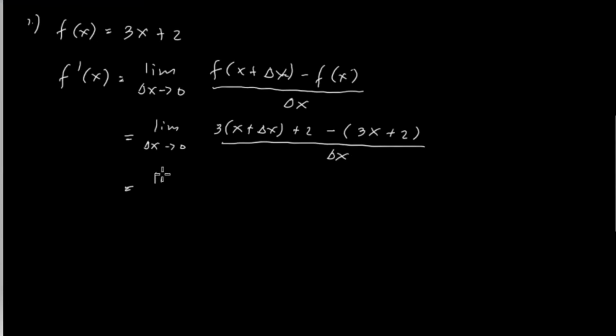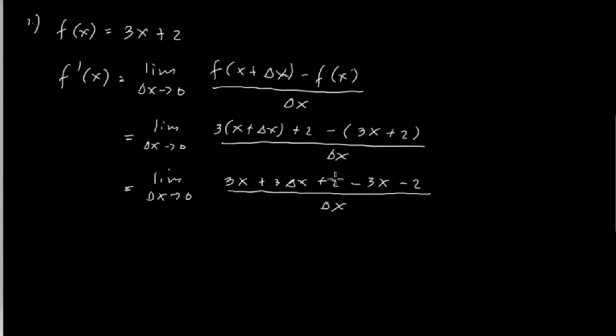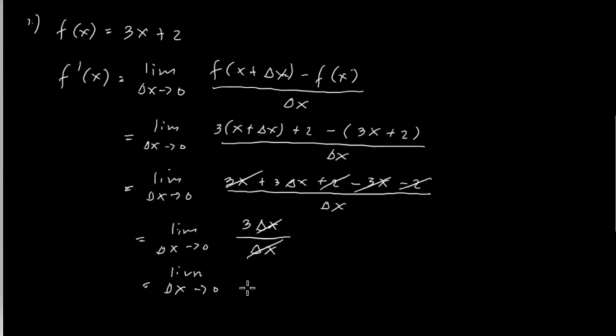Simplify. So the limit as delta x approaches 0 of 3x plus 3 delta x plus 2 minus 3x minus 2, and then we divide by delta x. Check the similar terms, so you cancel out positive 2 and minus 2, and 3x and negative 3x, and the remaining is the limit as delta x approaches 0 of 3 delta x all over delta x, and delta x over delta x cancel out, which means the limit as delta x approaches 0 is equal to 3.